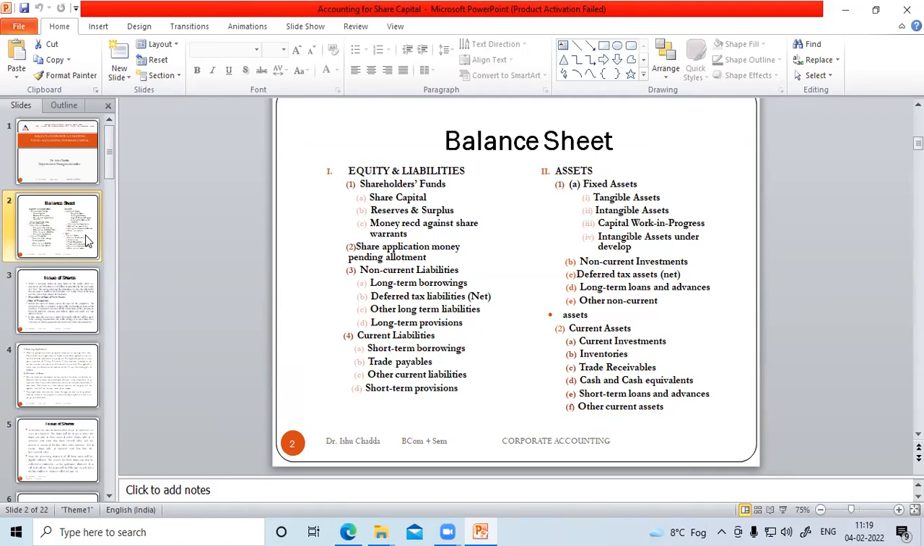On the other hand, the asset side will consist of fixed assets, which are again classified into tangible assets, intangible assets, capital work in progress, and intangible assets under development. Next are non-current investments, deferred tax assets, long-term loans and advances, and other non-current assets. Next, we have current assets, which consist of current investments, inventories, trade receivables, cash and cash equivalents, short-term loans and advances, and other current assets. According to the Companies Act 2013, this is your form of balance sheet. This revised form of balance sheet came under Schedule 6.